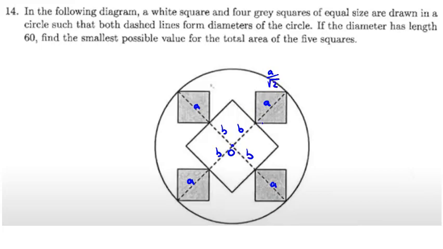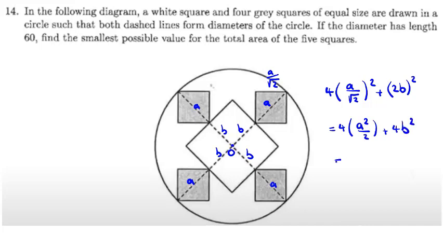So the area is what? Is 4 times this times this: A over root 2 squared, plus the area of the white square, 2b squared. So it will be 4 times a squared over 2 plus 4b squared. And if we simplify, it will be what? 2a squared plus 4b squared.